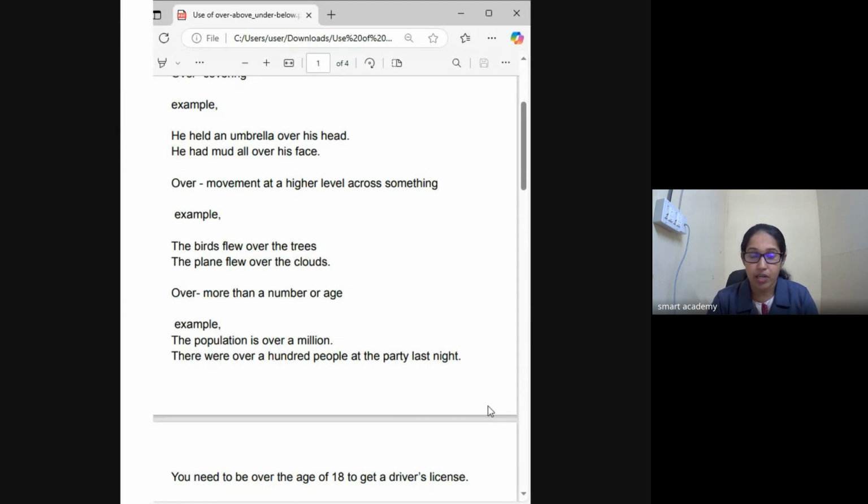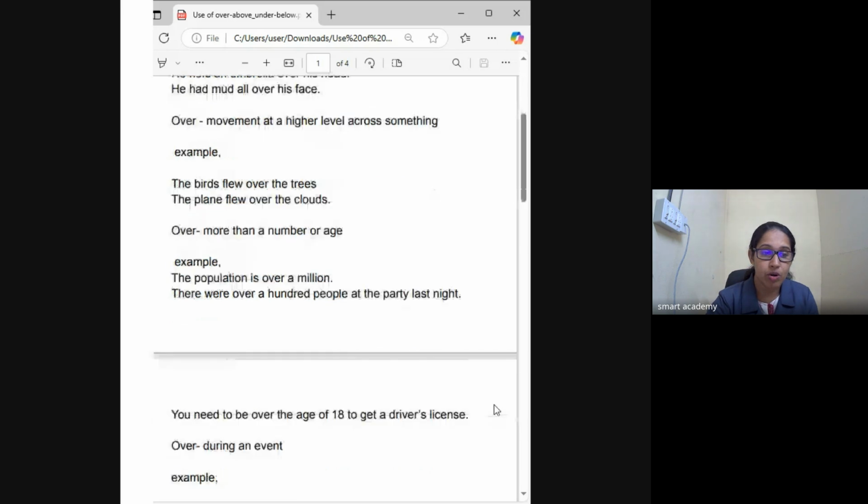There were over 100 people at the party last night. There were over 100 people, more than 100 people. There were over 100 people at the party last night. We can use the preposition over.